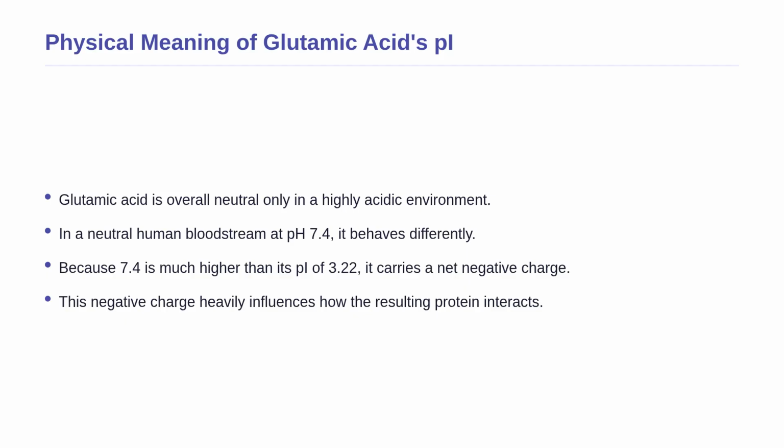So we have successfully calculated the isoelectric point. But what does a value of 3.22 physically mean for glutamic acid? It means that this molecule is overall neutral only in a highly acidic environment, which makes perfect sense given its acidic side chain. But think about the human body.